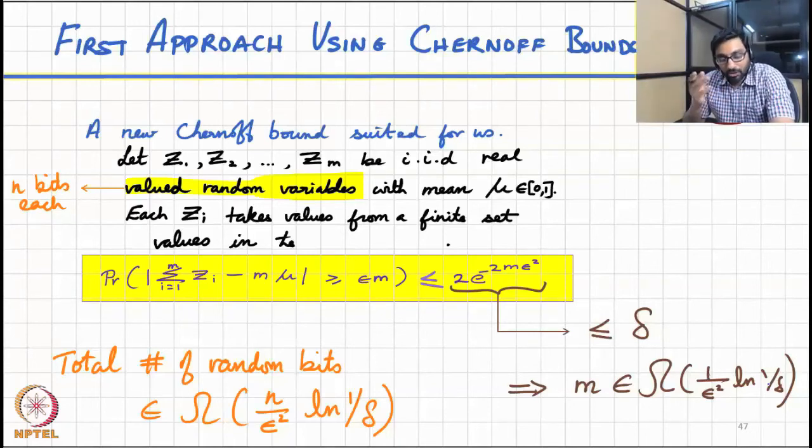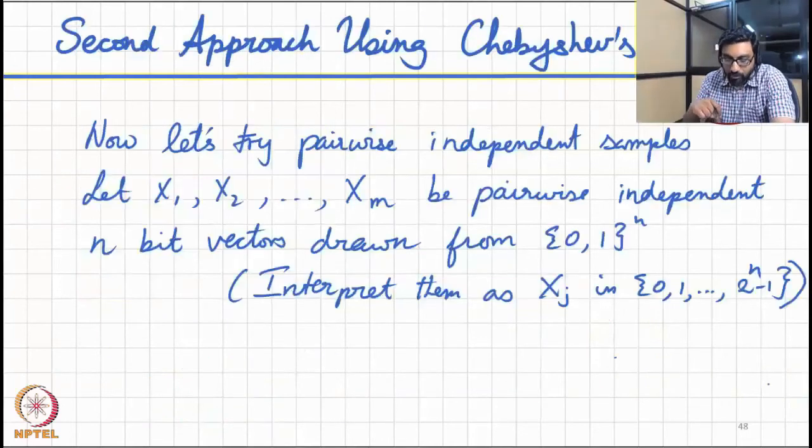So our second approach will try to improve this, and that's using Chebyshev's inequality. And here we try to exploit the pairwise independence. So let's try pairwise independent samples. Now we call them x1, x2, and so on up to xm. These are pairwise independent n-bit vectors drawn from {0,1} raised to the n. Now you can interpret these as basically indices in the range 0 to 2 power n minus 1.